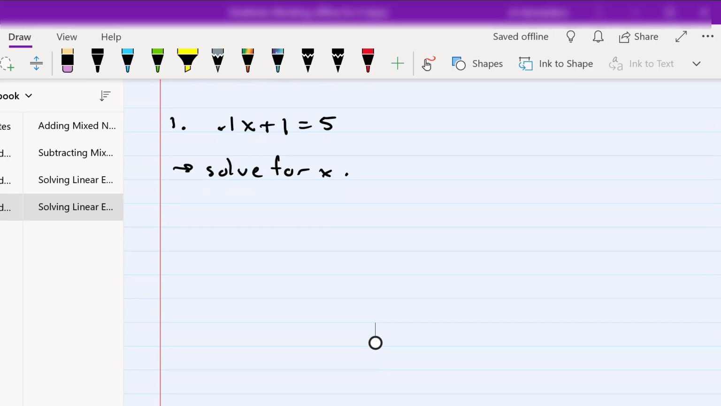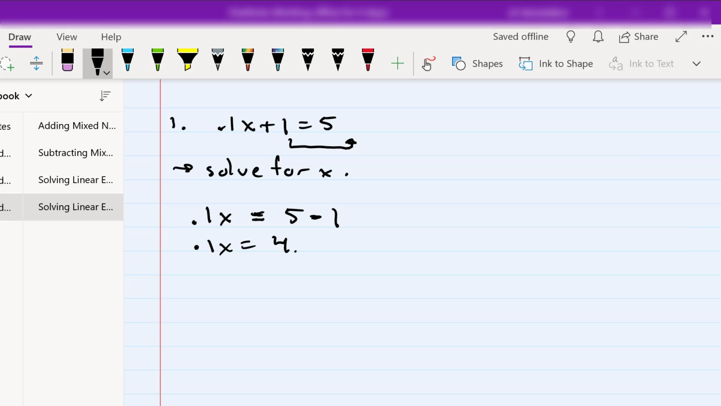The first thing we can do is leave the variables on the one side, 0.1x on the left side, and bring over the numbers onto the right hand side. If I bring over plus 1 onto the right side, this will become minus 1. So then I have 0.1x equals 4.